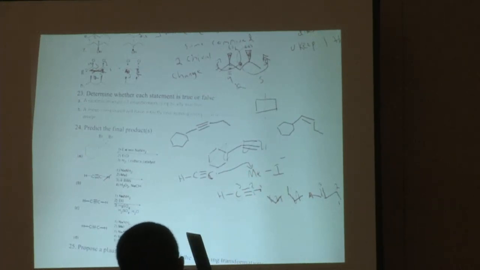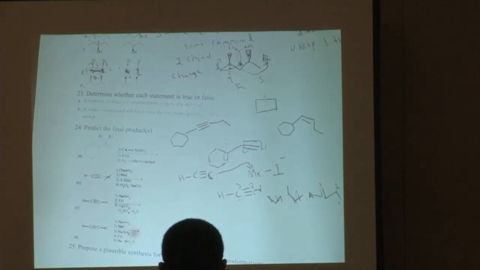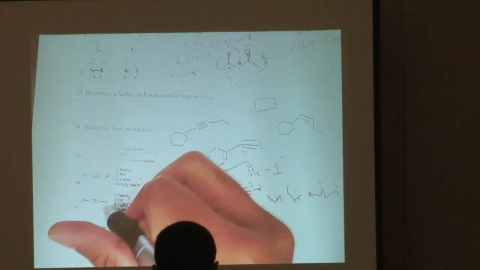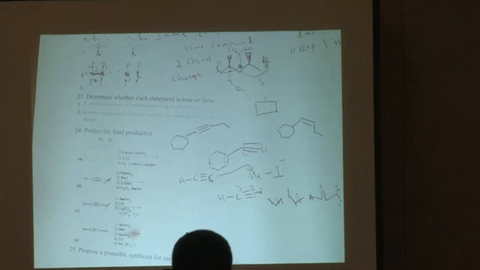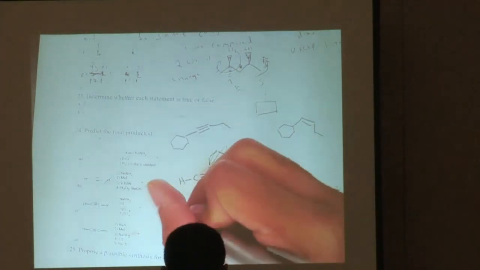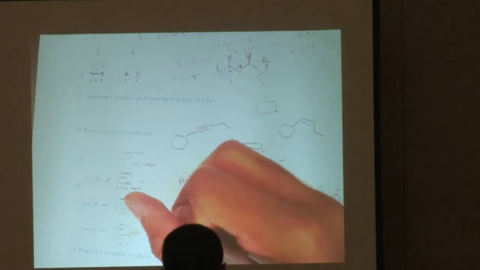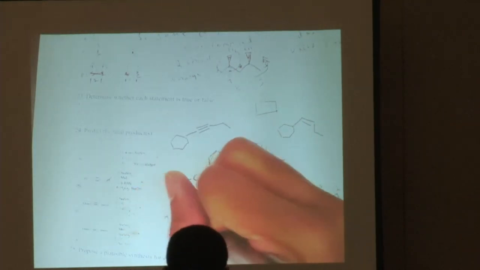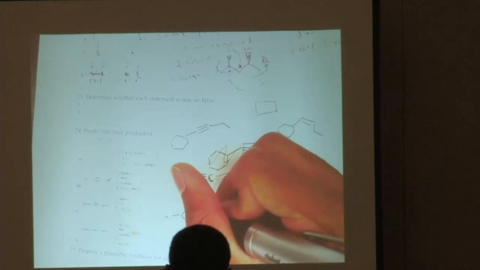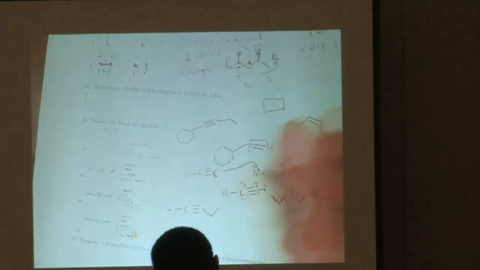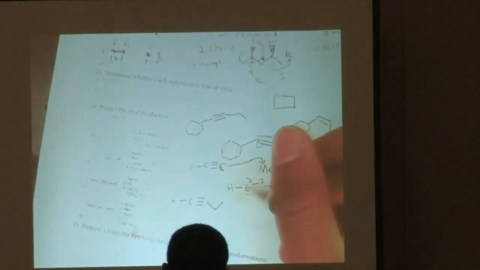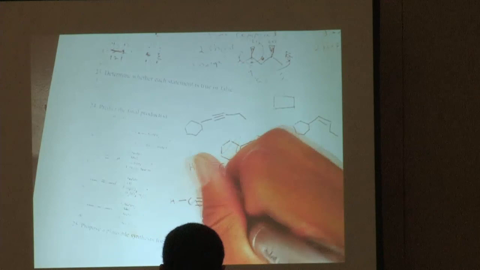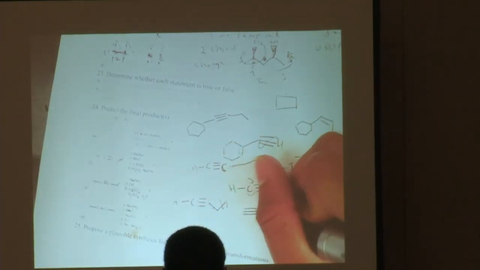For C, it's doing the same thing again. NaNH2 gets rid of a hydrogen. It doesn't matter which side you pick, because they're both the same. EtI means you're going to have an ethyl being added using the same mechanism. Probably should have just drawn it all line bond. I'm mixing up both of them. So steps 1 and 2 will give you that.